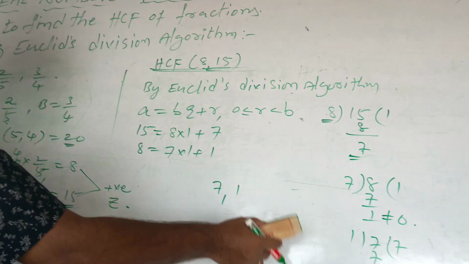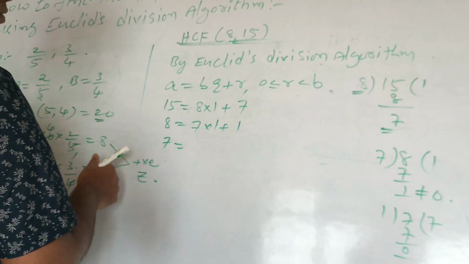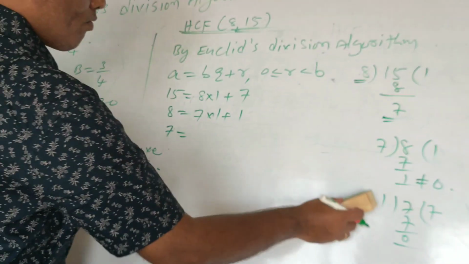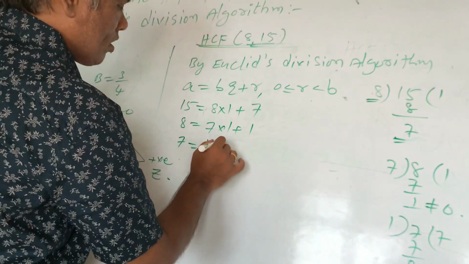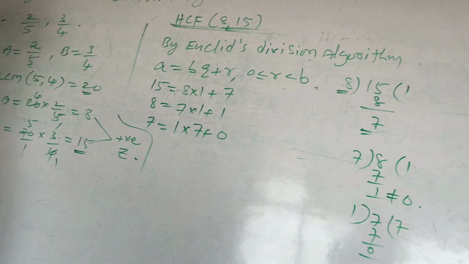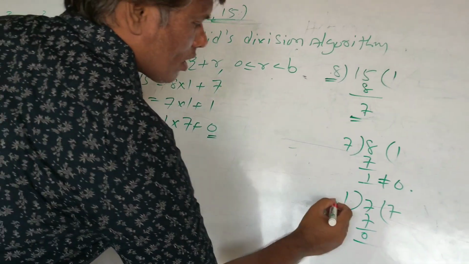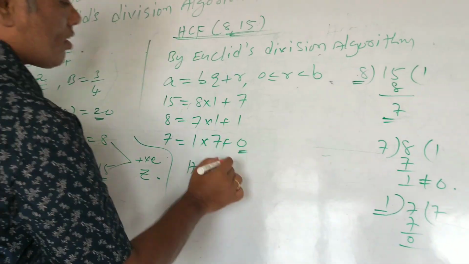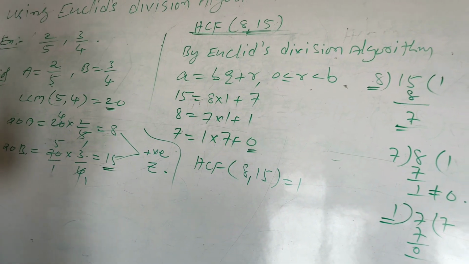Remainder is 0. Let us express this in the form of the division lemma: dividend is equal to divisor into quotient plus remainder. What is the dividend? Dividend is 7, divisor is 1, quotient is 7, plus remainder 0. Finally we got the remainder 0. If you get the remainder 0, here we have to stop. If the remainder is 0 at this step, the divisor will be the HCF. So 1 is the HCF. That is, the HCF of the numbers 8, 15 is equal to 1.